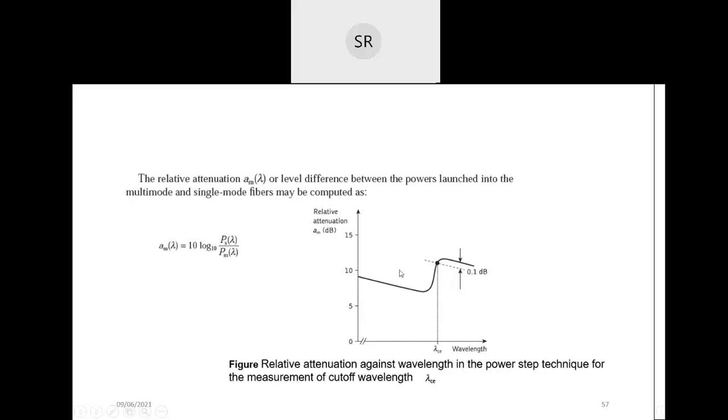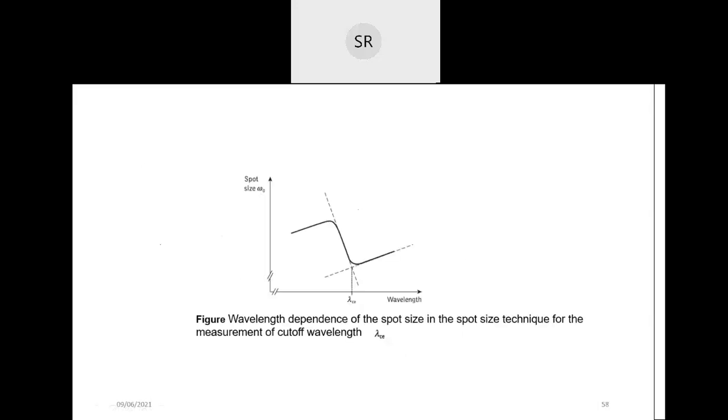In that particular curve, we will consider 0.1 dB here. A line parallel to this line, 0.1 dB above it, at this particular point will give the cutoff wavelength. We take the straight line of this curve and get the 0.1 dB level, and at this point we get the cutoff wavelength for the given fiber using this relative attenuation measure.